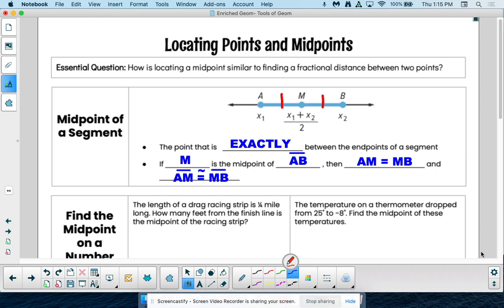If AM was 5, let's say it's like 5 inches, what would MB have to be? 5. Right, they have to be the same? Okay, good, we understand that. Awesome. All right, let's try an example.